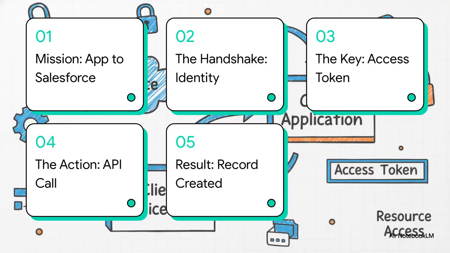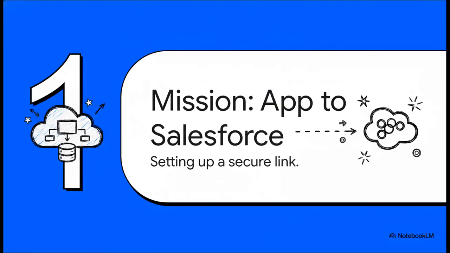All right, so how does this whole thing really work? We're going to break it down into a simple 5-step story. First, we'll look at the mission itself. Then we'll see the digital handshake, where everyone proves who they are. After that, the app gets the key it needs to get inside. Then it's time for action. And finally, we'll see the successful result. Let's dive in.